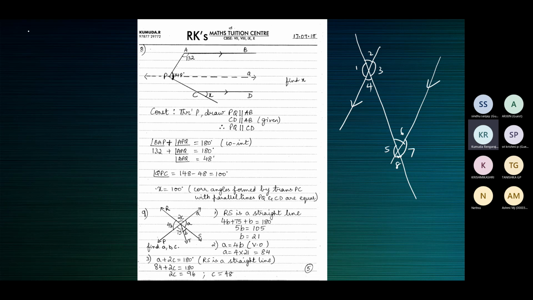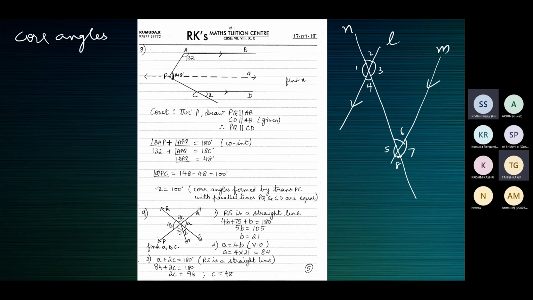Tell me the pairs of corresponding angles, children. Now, tell me which are the parallel lines first and which is the transversal. Which are the parallel lines and which is the transversal? Ma'am, L and M are parallel lines, and N is a transversal, ma'am.